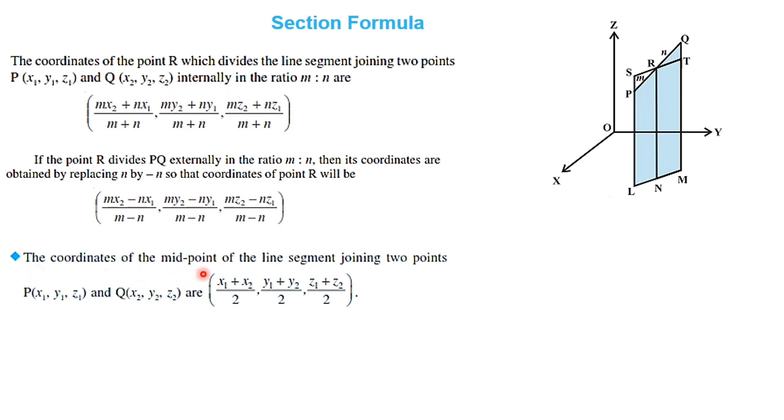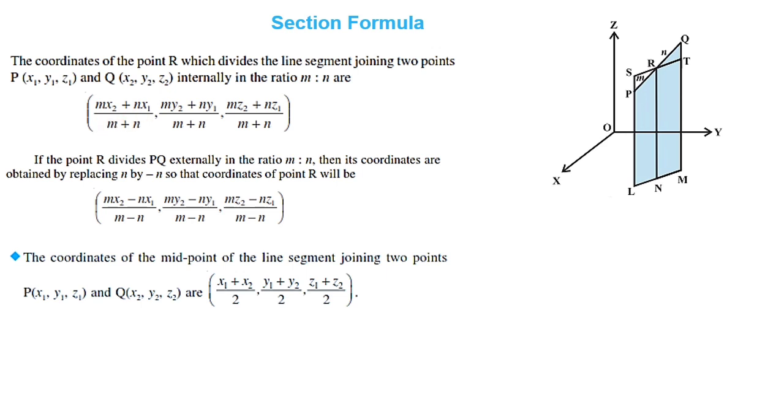Then the coordinates of the midpoint of the line segment joining two points P(x1, y1, z1) and Q(x2, y2, z2). We know the point R is dividing PQ in the ratio m:n. But when R is the midpoint between P and Q, the ratio m and n will be the same, m:n will be 1:1. Equal division. So m is 1, n is 1, and here the coordinates we get by putting m and n as 1.